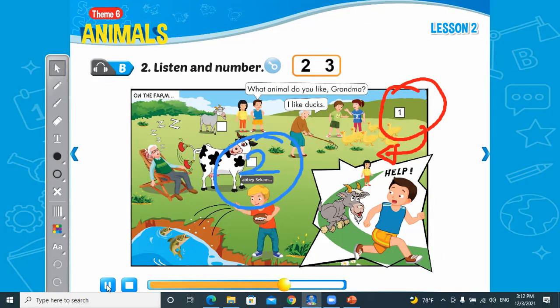You hear the grandpa? He said he likes cows.